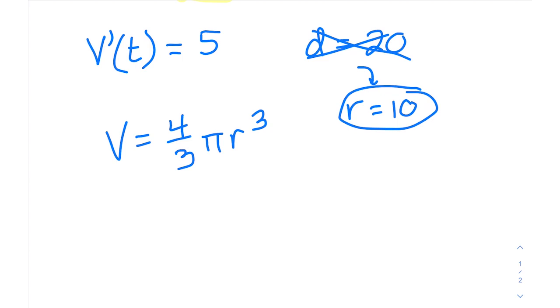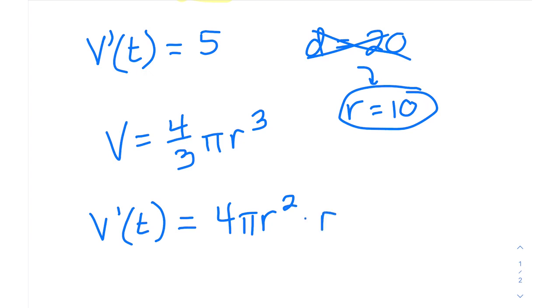So if we take the derivative of this, we get, using the power rule, you multiply by 3. So 3 times 4/3 would just be 4 pi r squared. And then we also have to apply the chain rule, and this would be times the derivative of r, or times r prime. And so that's what we would have for our derivative function for v prime.